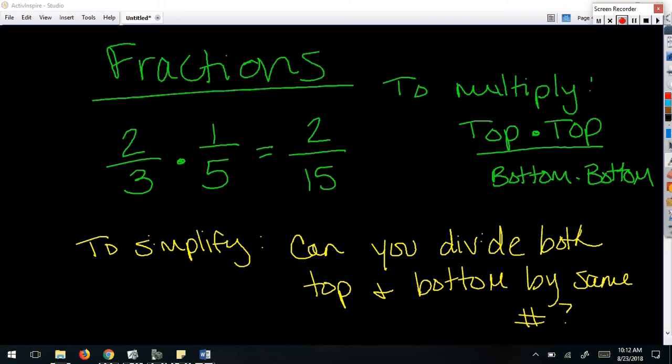All right, so let's look at the simplifying process here. Is there any whole number you can divide 2 and 15 by? No, so it's already simplified. Let's look at one that's not simplified.